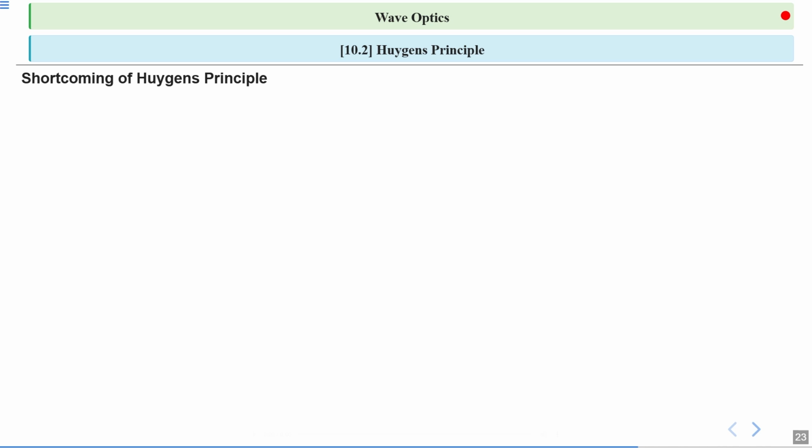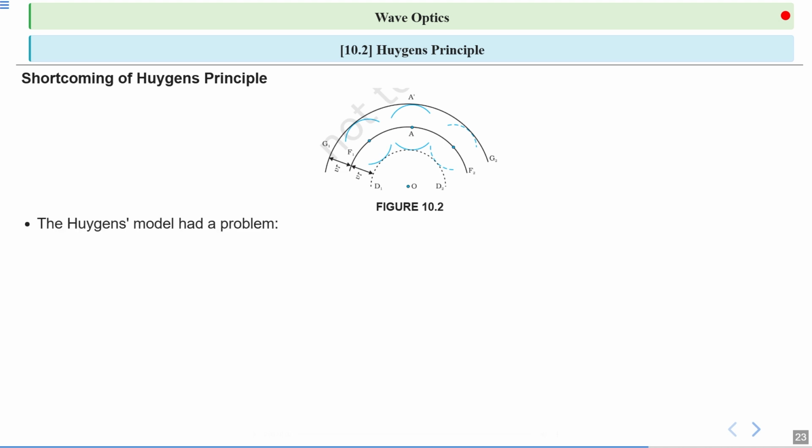So let's dive into what this shortcoming is. What are the shortcomings of Huygens' principle? Let's see. Again figure 10.2. The Huygens model has a problem. This is the theoretical prediction that waves should travel in both forward and backward directions. But what is the problem here? The backward motion. Huygens doesn't consider the backward propagation of waves.